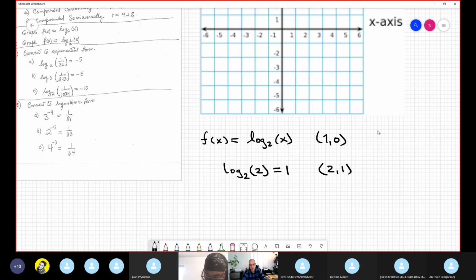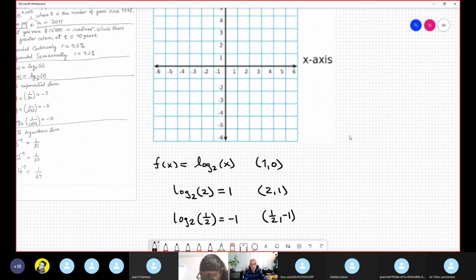Remember when the base and the argument inside the logarithm are coincident, the same number, the answer is 1. This is the second point. And when it's reciprocal, it's -1. So we have another point, the point half, comma -1. Let's plot 3 points. 1,0 is here. Universal point, because logarithm of 1 is 0, regardless of whether the base is 2, 4, whatever. 2,1 is here. And half, comma -1, is here. 3 points.